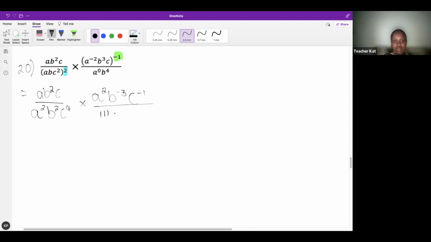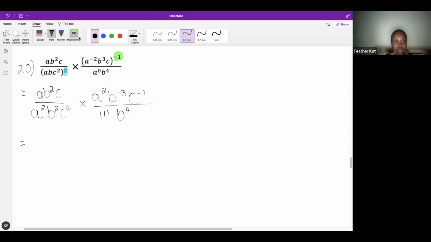1 times b to the power of 4. Great. Where do we go now? Do we first want to divide or do we first want to multiply? First divide or first multiply? Divide. Okay, let's do these individual ones alone. So for this one, we are dividing.